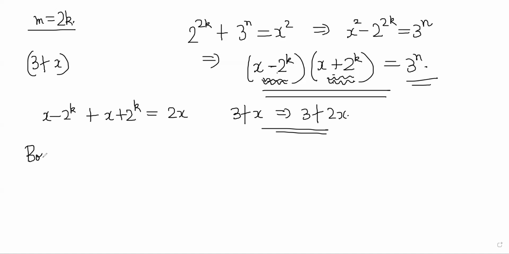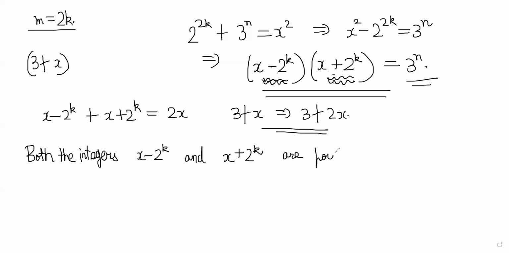So we have both the integers x minus 2 power k and x plus 2 power k are powers of 3. Okay, now we get it. The left hand side number is 3 power n. So the only prime factor here is 3, right? Standard factorization of this is 3 power n. So this side also you can get only 3 powers, right? Powers of 3 they have to be. They cannot be powers of 2 and all, because then you cannot be equal to 3 power n.